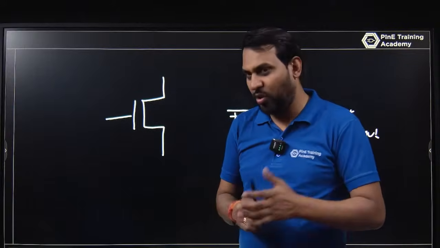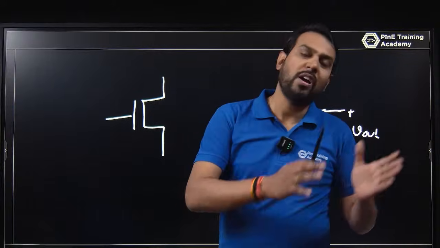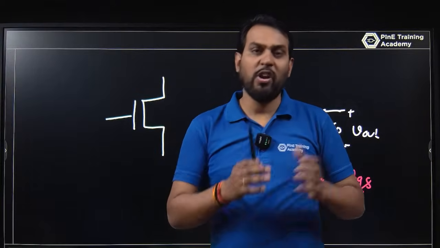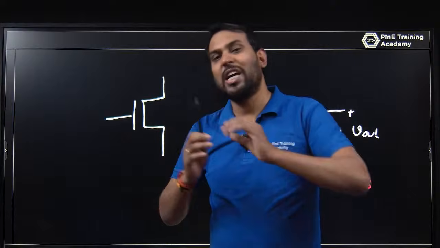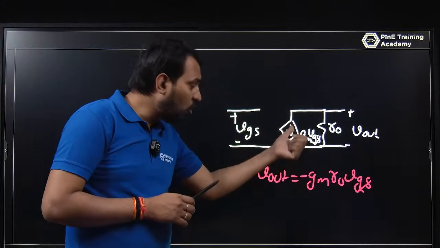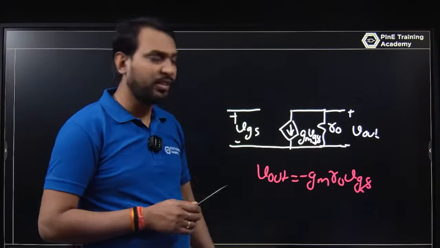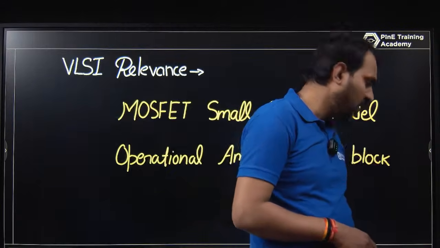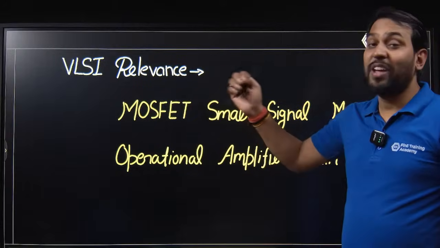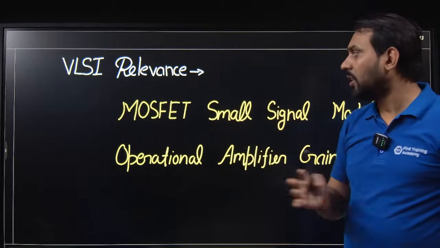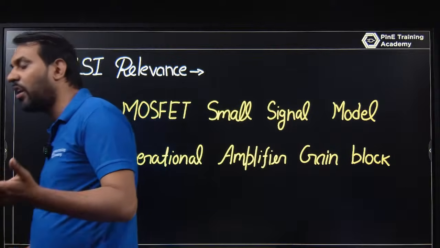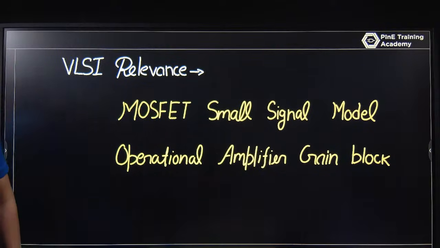If you are good in amplifiers, you convert the circuit into a small signal model. If you are good in current mirrors, you convert this into a small signal model. And if you are really good in dependent sources, you can analyze in 1 second what the gain will be and what the power dissipation will be. Yes, you can. So what is the VLSI relevance of the dependent source? The MOSFET small signal model is converted by the help of dependent source.